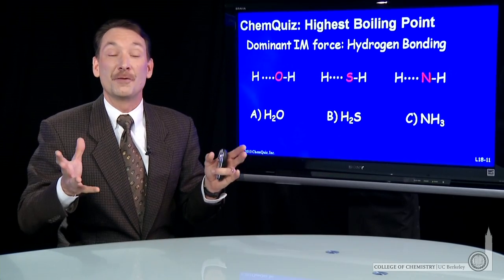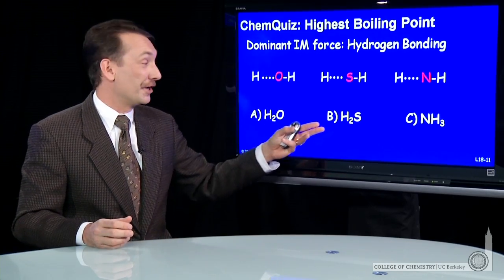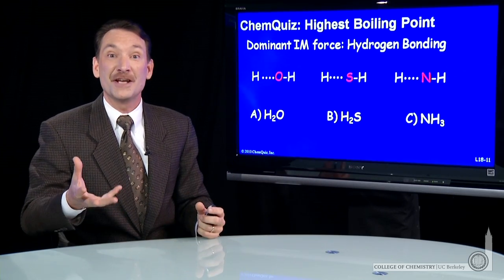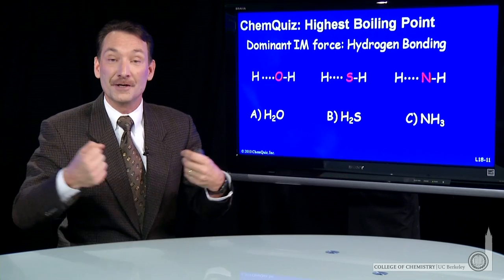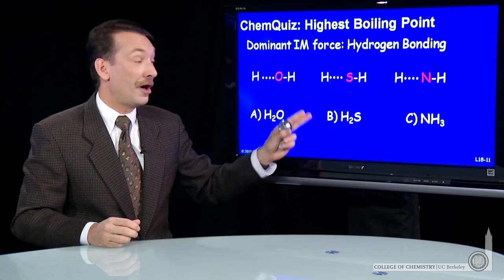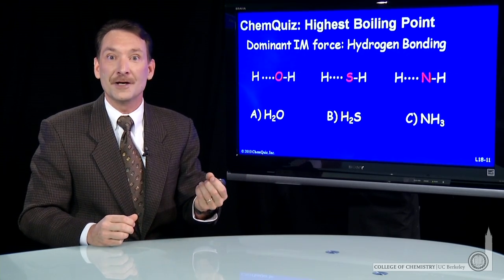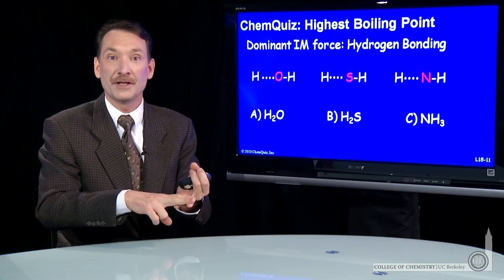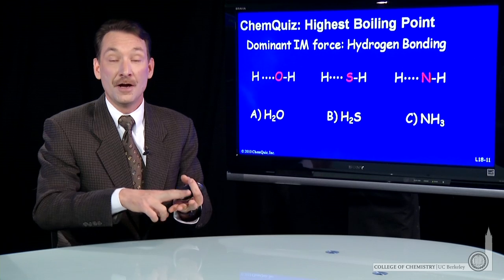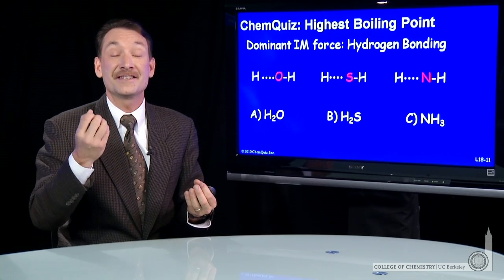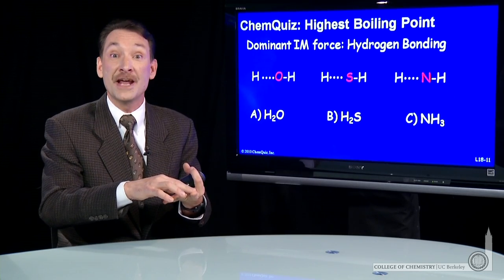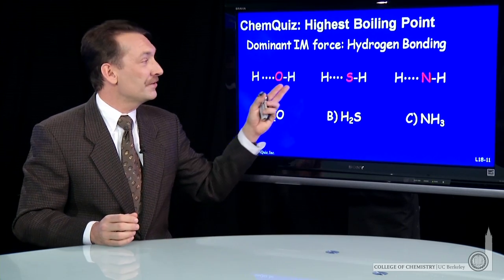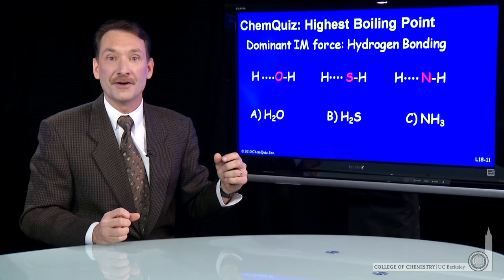We're trying to determine the relative boiling points of H2O water, H2S hydrogen sulfide, and NH3 ammonia. And we do that by determining the relative strength of the intermolecular interaction. Now, all these particles have the three classic intermolecular interactions: dispersion forces, dipole-dipole interactions, and hydrogen bonding. Whenever hydrogen bonding is involved, though, that's the dominant force. It's orders of magnitude greater than the other two forces. So what we have to determine is which of these has the strongest hydrogen bonding interaction.